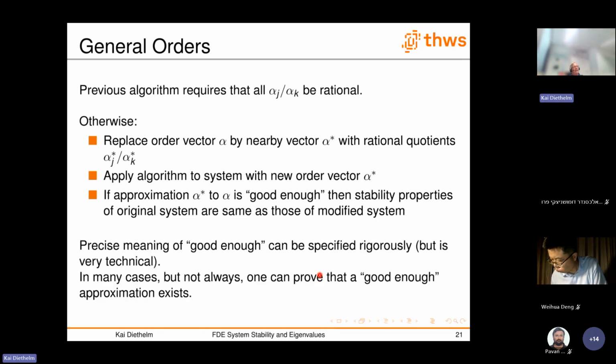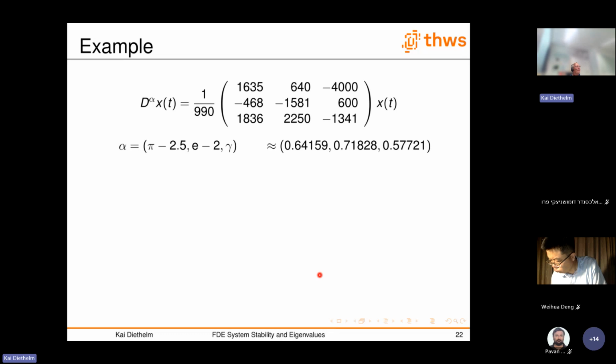It is not always clear that a good enough approximation exists. In many cases, you can prove that it exists. It's not so easy to find it, but it's a task for future investigations. Let's take a look at one example here. We have this 3×3 system where the orders are pi minus 2.5, Euler's number e minus 2, and the Euler-Mascheroni constant gamma. So we have something which, rounded to 5 digits behind the decimal point, looks like this.